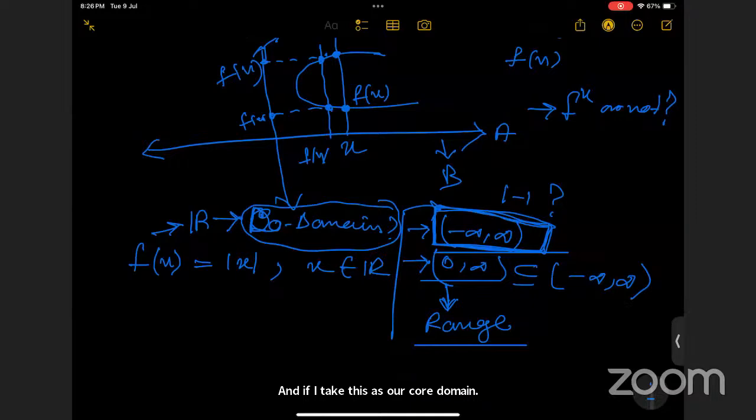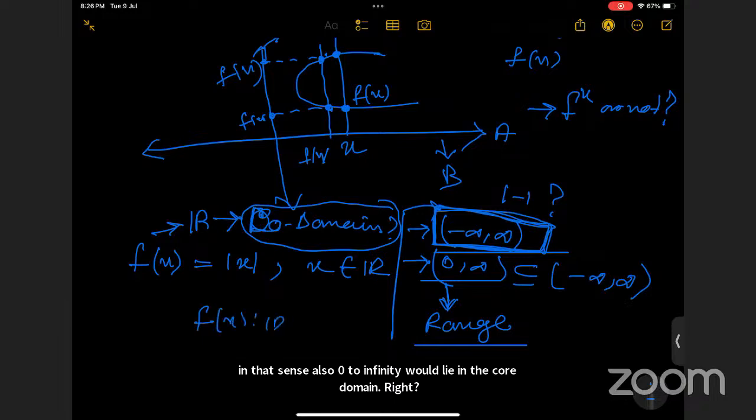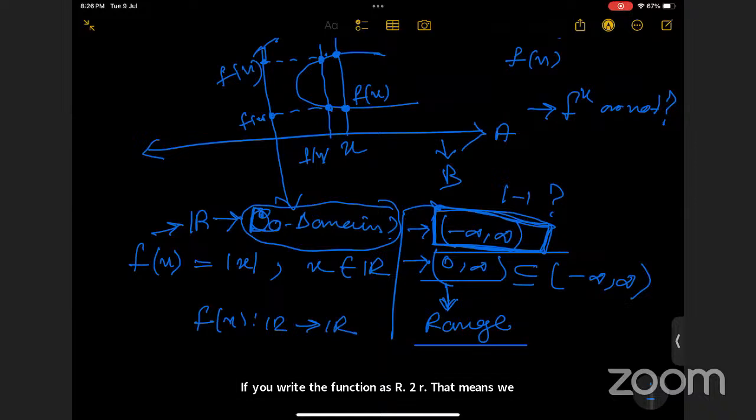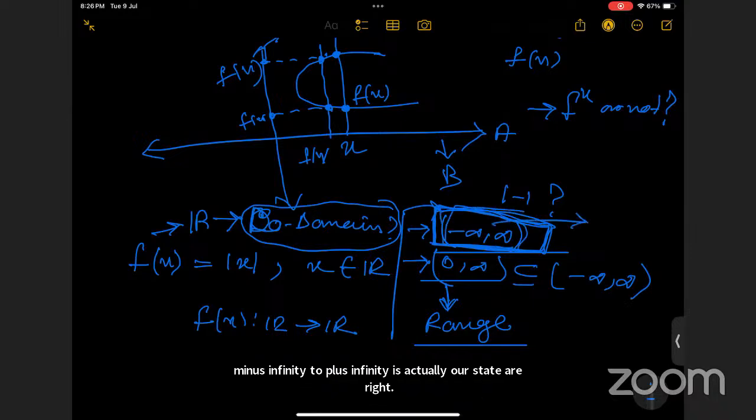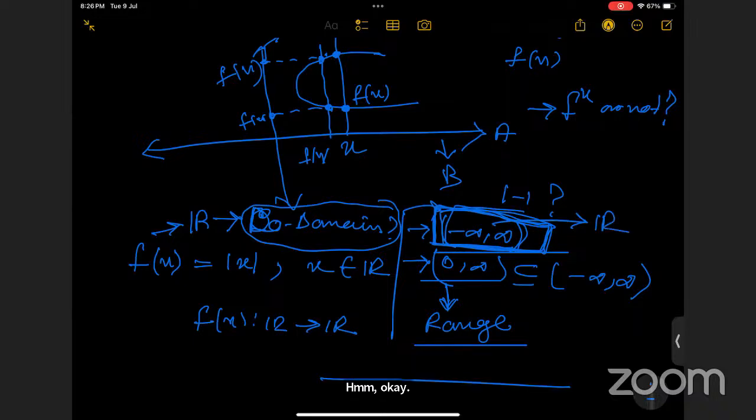But ma'am, if we write the function as R to R, then in that sense also 0 to infinity would lie in the codomain, right? If you write the function as R to R, that means we are considering the codomain as R. Then also 0 to infinity would lie in that as well, right? Minus infinity to plus infinity is actually our set R. This is actually the real line.